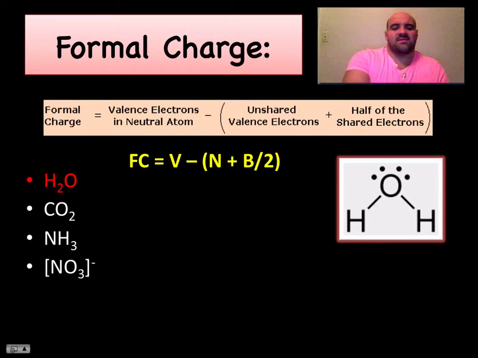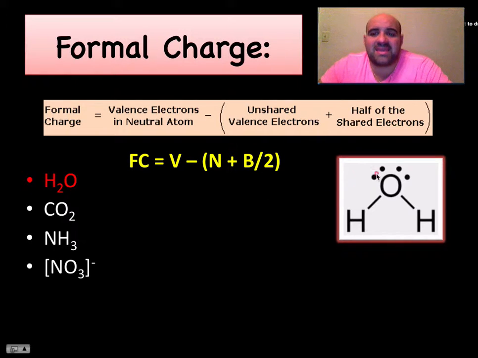And there is a fancy or complicated way of writing this formula. Formal charge equals V minus parentheses N plus B over 2. And there is a way to simplify this formula. Formal charge is equal to the valence electrons in a neutral atom. How many valence electrons would an atom have if it were neutral? You just look at the column number on a periodic table. Then after you draw your structure, you're going to look at the number of unshared valence electrons.